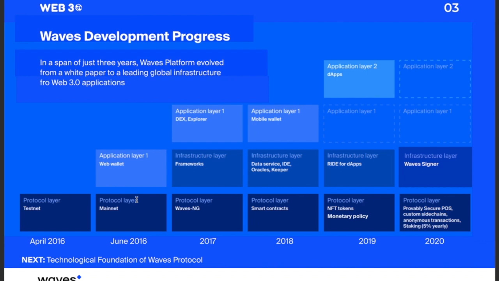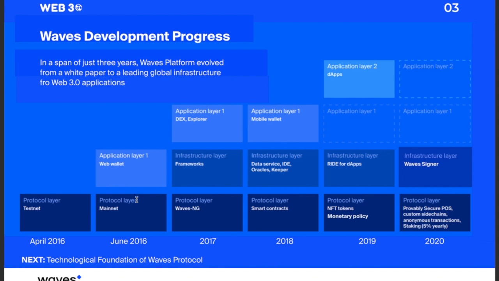In April 2016, it kicked off with a testnet, and in June, 2 months later, it launched its mainnet and a web wallet. In 2017, the Waves NG protocol, the frameworks, and the decentralized exchange, adding also the Waves Explorer.